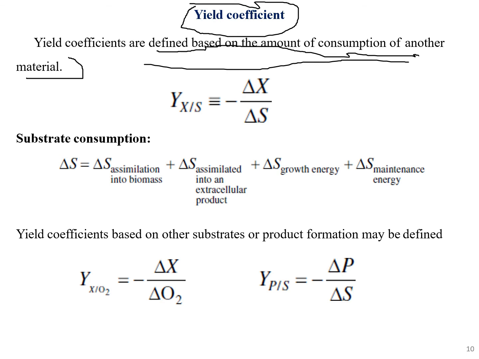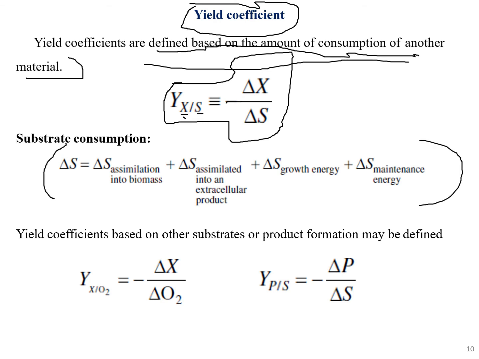There are many sorts of numericals through which we can find this. Yield is denoted by Y_x/s, where S is the substrate and x is the cell mass concentration, which equals minus delta x by delta s. Also, substrate consumption is denoted by assimilation into biomass, assimilation into an extracellular product, growth energy, and maintenance energy. So this is how we denote the yield coefficient.